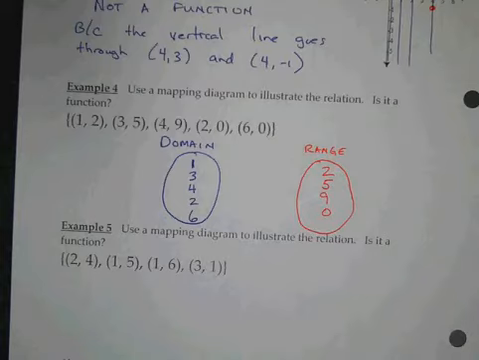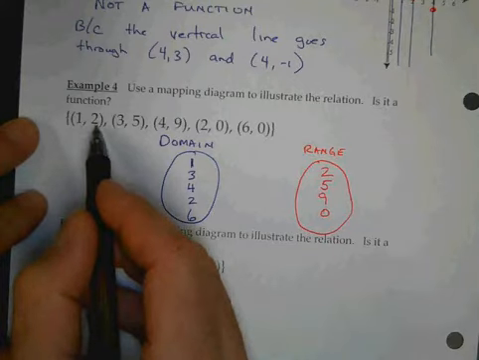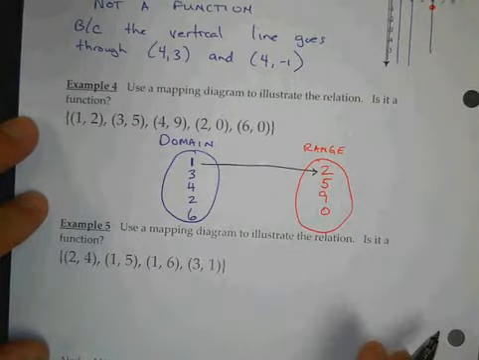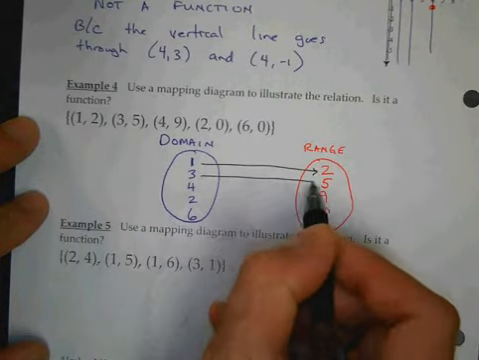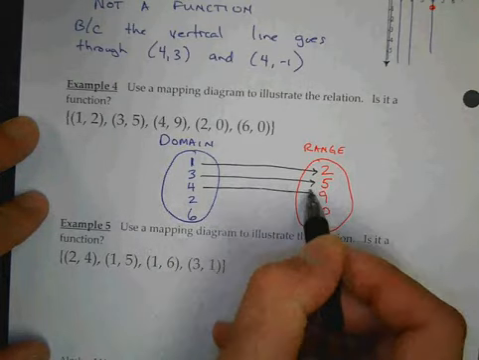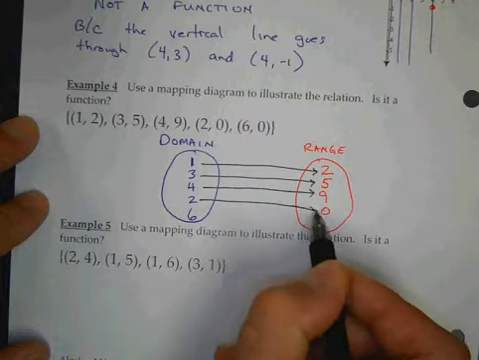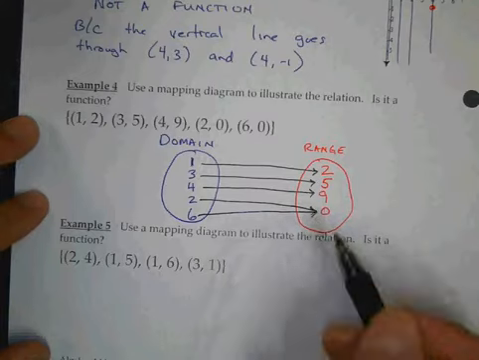Okay, now first to do a map, what we do is we set up these sets: these are the domains, these are the ranges. And now it's just very simply, the number 1 begins at 1 and ends at what? 2. And so we draw a line from 1 to 2 with an arrow. The number 3 begins at 3 and ends at 5. The number 4 begins at 4 and ends at 9. The number 2 begins at 2 and ends at 0. And 6 begins at 6 and ends at 0.